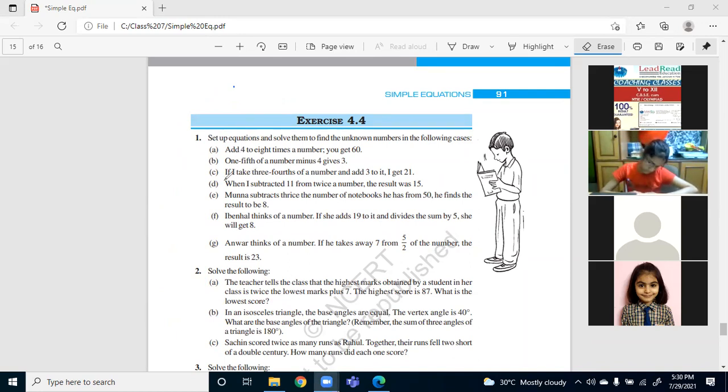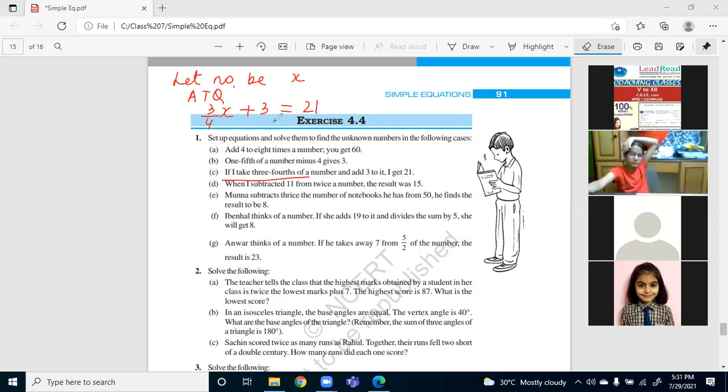Okay, so let me do it. If I take 3/4 of the number, I will write let the number be x. Then I will write according to question. Then 3/4 of a number means 3/4 of x. 3/4 x and add 3 to it, I will get 21. So this is my equation.